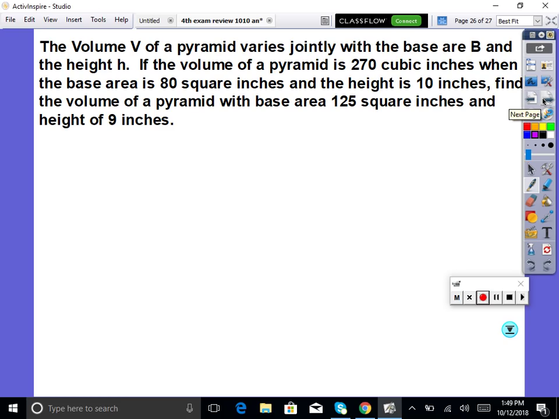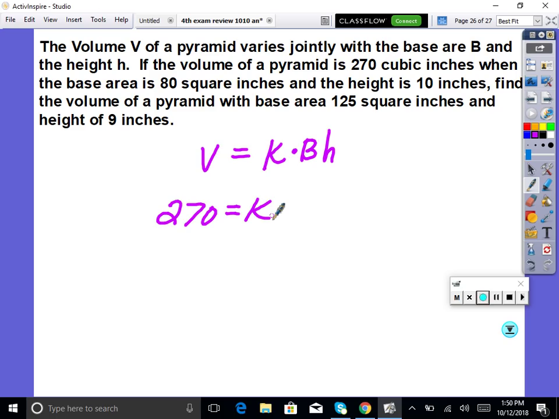It says the volume V of a pyramid varies jointly. So remember, there's always a k, varies jointly with the base, so that means times the base and the height. If the volume of a pyramid is 270 cubic inches, so 270 is equal to k, and when the base area is 80 and our height is 10, it says find the volume of the pyramid when the base area is 125 and the height is 9.